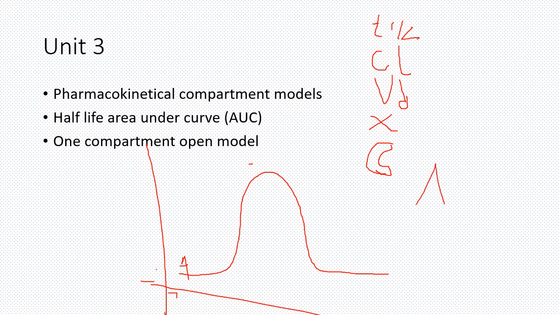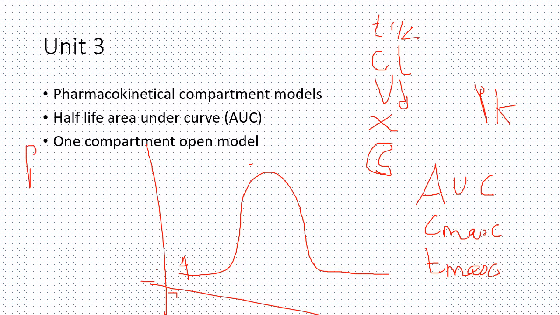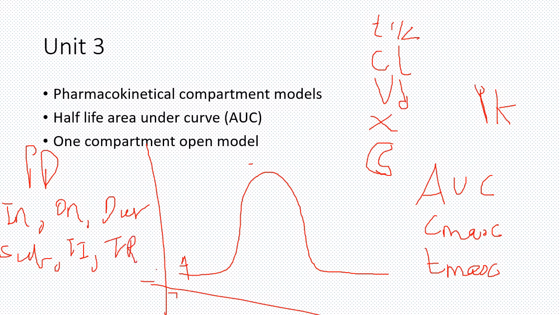Remember that AUC, that is area under curve, Cmax and Tmax, these are three different pharmacokinetic parameters. Other pharmacodynamic parameters we have are intensity of action, onset of action, duration of action, subtherapeutic level, therapeutic index, therapeutic range, maximum safe concentration, minimum effective concentration.